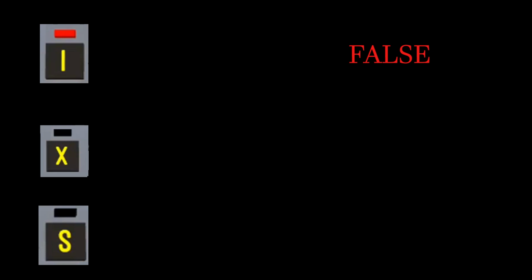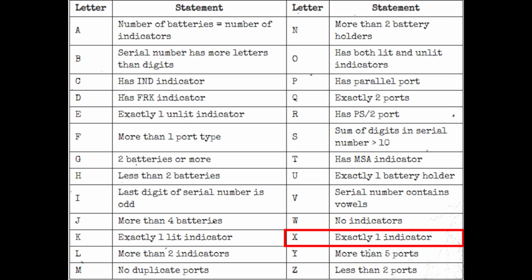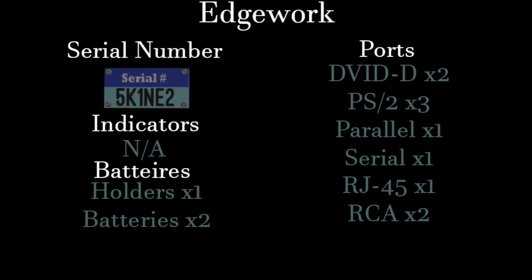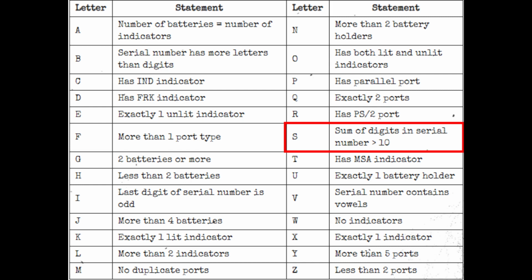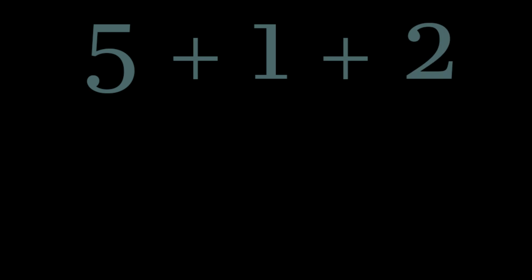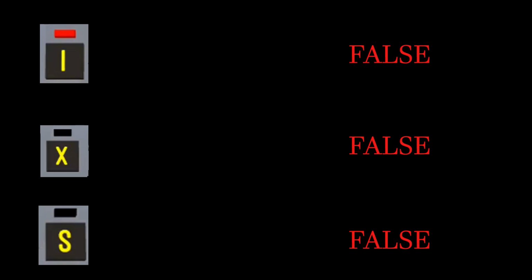Let's look at X's statement. It says there is exactly one indicator. Since we don't have any indicators, this one is false too. The S statement says the sum of the digits in the serial number is greater than 10. Let's look at all the digits of the serial number. We have 5, 1, and 2. This adds up to 8, which is less than 10. So S is false too.